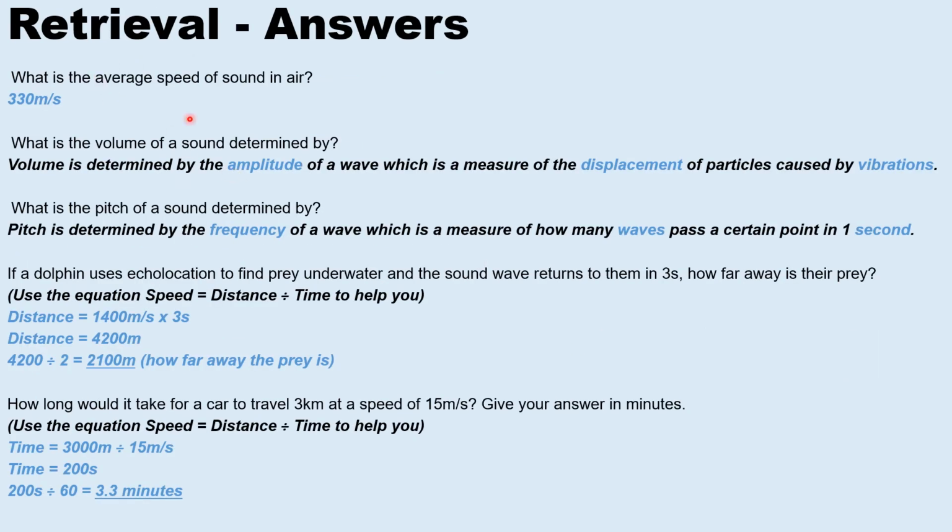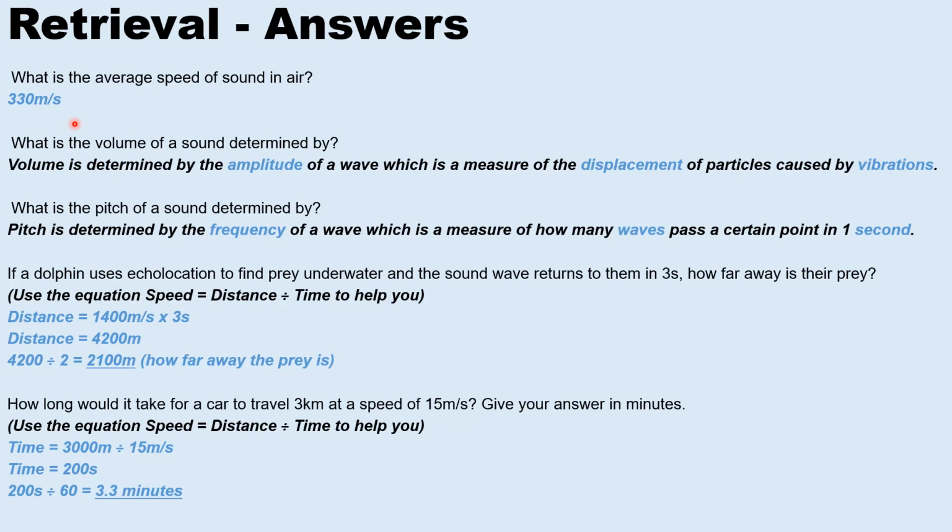Okay, so let's go through the answers. So make sure you've got a different coloured pen so that you can mark your answers. So what is the average speed of sound in air? That is 330 meters per second. Remember those units. Put the units on there because otherwise I or an examiner or Mr. Perry won't know what you're referring to. If you don't include units, you could be going on about 330 meters per minute, and we wouldn't know because you haven't put the seconds on there.